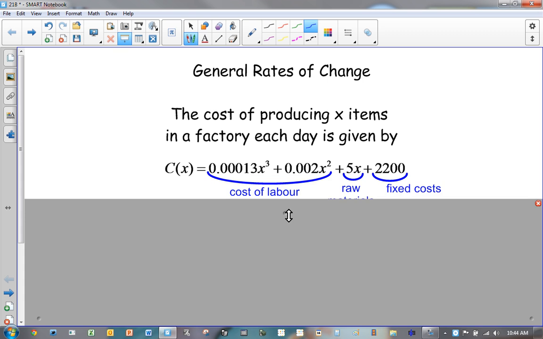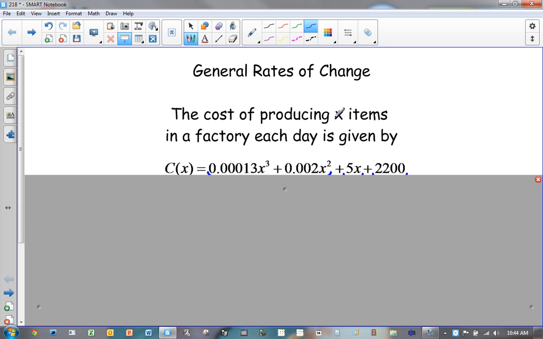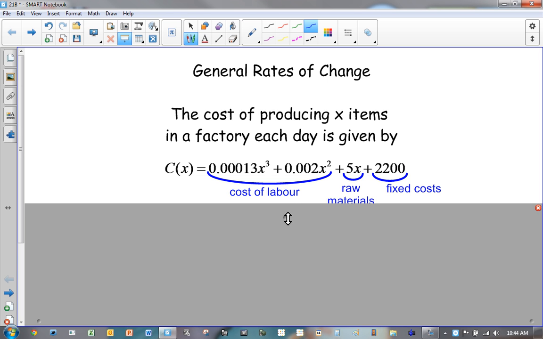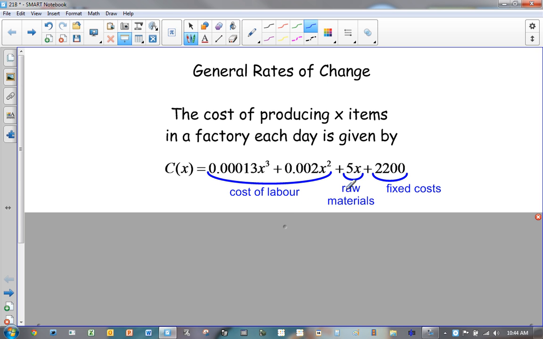So let's say I was working at a factory and the cost of producing a certain number of items, x, in that factory each day is given by this equation right here. Now the first two terms represent cost of labor. The 5x represents the costs of the raw materials, and 2200 would represent your fixed costs, which means I always pay those costs no matter how many items I'm producing. So that would be stuff like rent or mortgage or heating costs or lighting costs, that kind of stuff. So there's your equation for how much it costs to produce x items on a particular day.